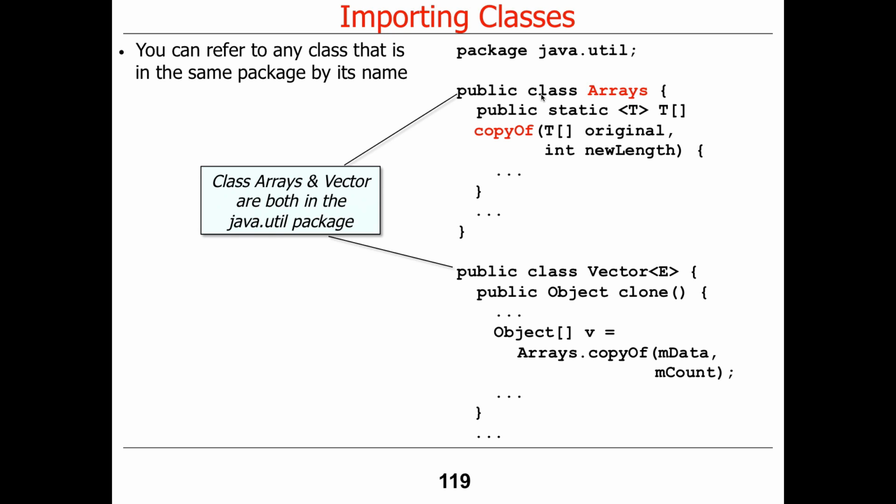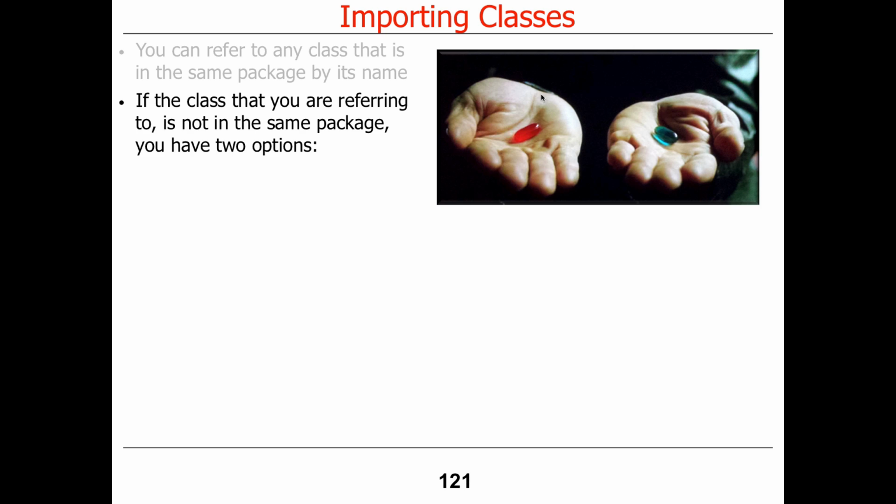So here's an example where we have two classes, Arrays and Vector, that are both in the java.util package. And as a result, they can call each other's methods. If you take a look here, the Arrays class defines the copyOf method, and the Vector class can use Arrays.copyOf directly without having to do any further disambiguation. And if you do that, then the Java compiler says, aha, I'm going to look for a class called Arrays inside of the current package, which is java.util.